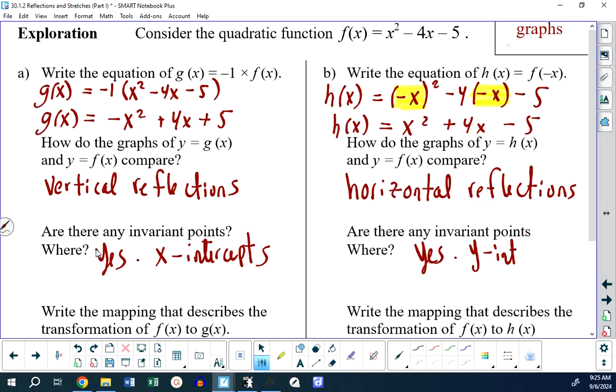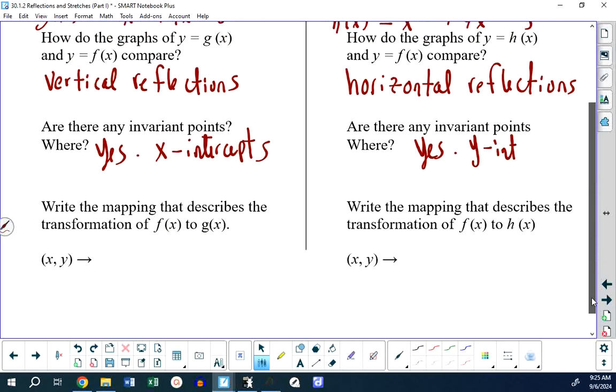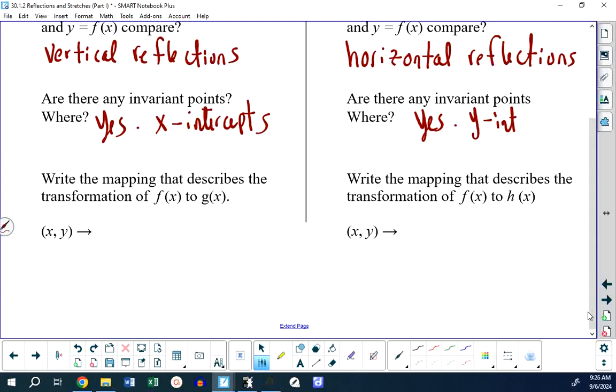Write the mapping that describes what's going on. Well, we've already talked about this. For the vertical reflection, what's happening to every point is this. The x-coordinate is staying the same, and the y-coordinate gets multiplied by negative 1. And that works even if y is 0, which means it's an x-intercept. 0 times negative 1 is still 0. It's invariant. It works. Okay?